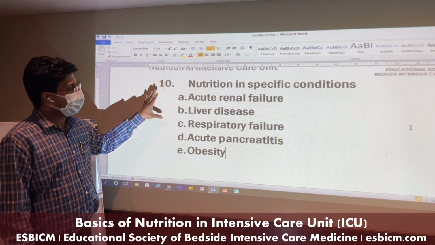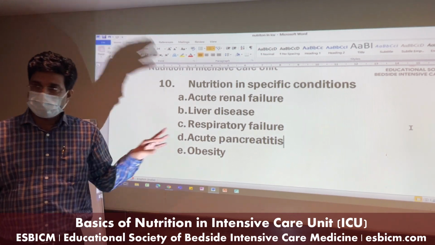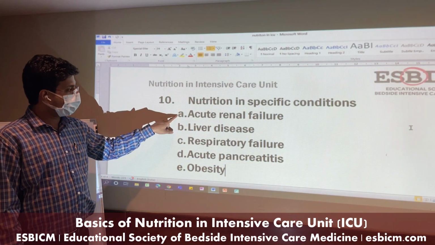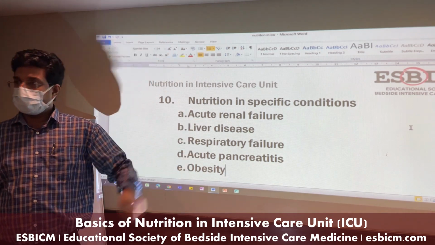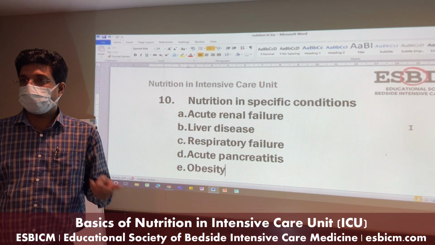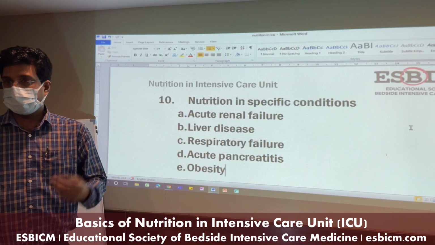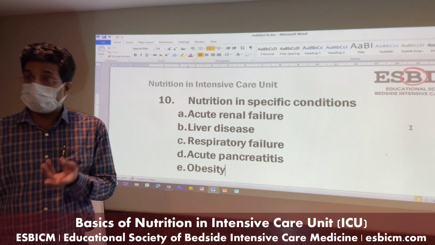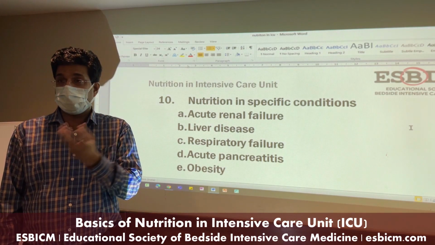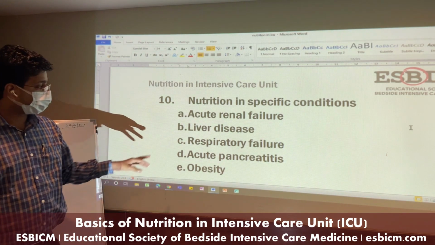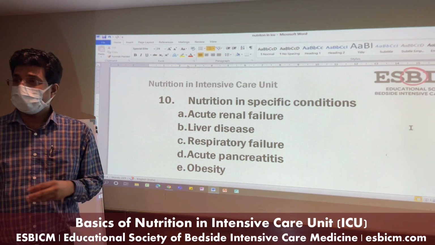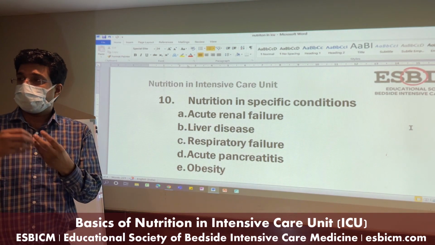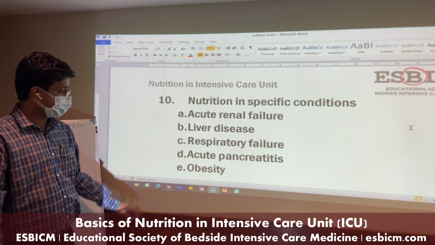Now, nutrition in specific conditions. Why I wrote this is because I want to clear certain myths. Earlier they said that in acute renal failure, don't give protein; it can raise urea and cause encephalopathy. In liver diseases, don't give too much protein; it can also cause encephalopathy, as ammonia can rise. In respiratory failure, excessive carbohydrate will increase CO2 and cause CO2 retention in COPD patients.